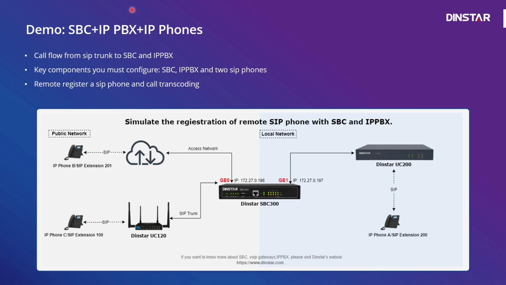Here is our diagram for the whole IPBX with SBC integration. I think there are a lot of variations here, but the main thing is the same. Here we use the SBC 300. Of course, the SBC must have at least two ports. One port is for the public network, which we see here as G0. The other is G1, which works as the internal network port.